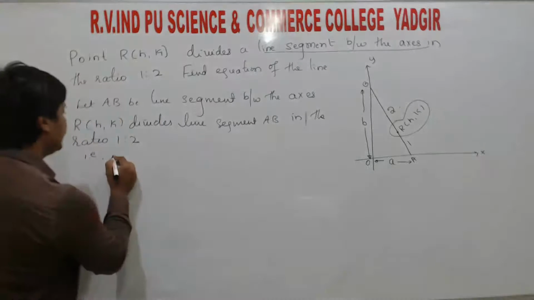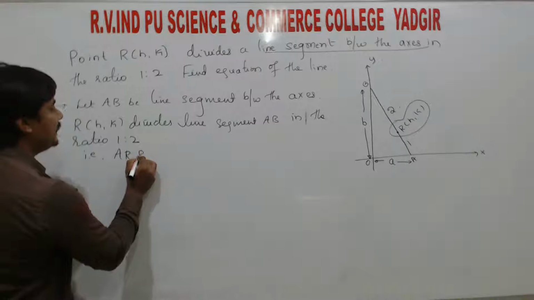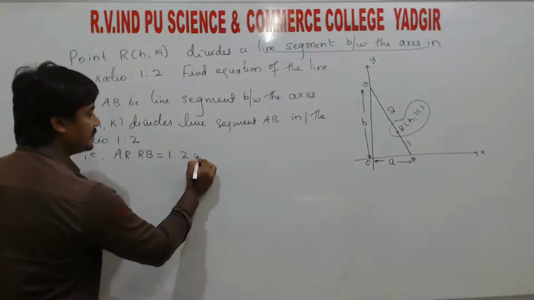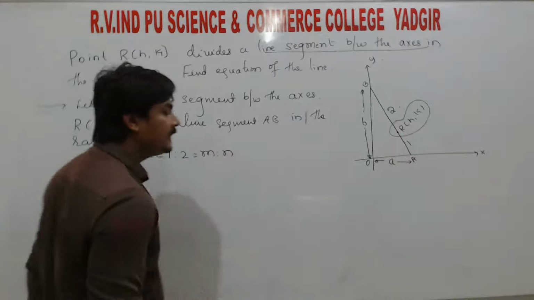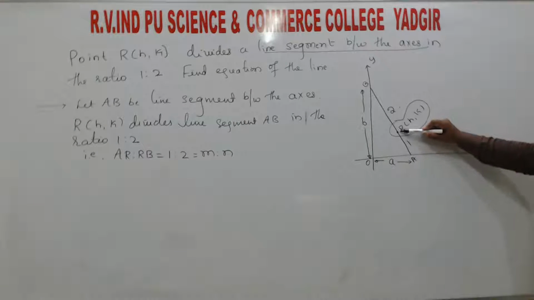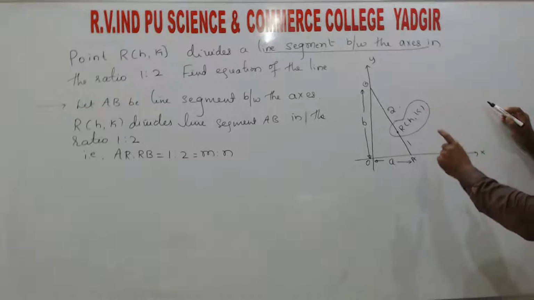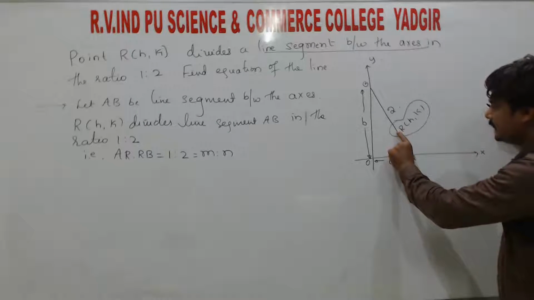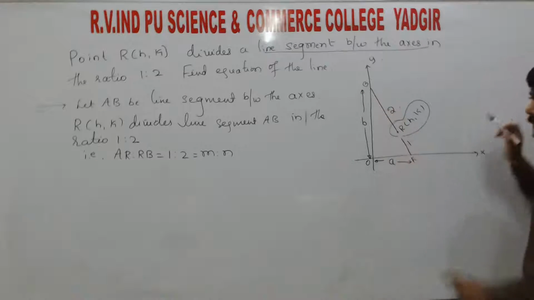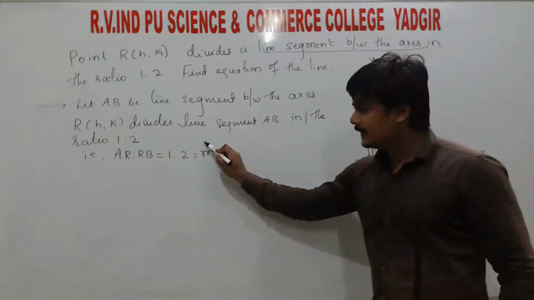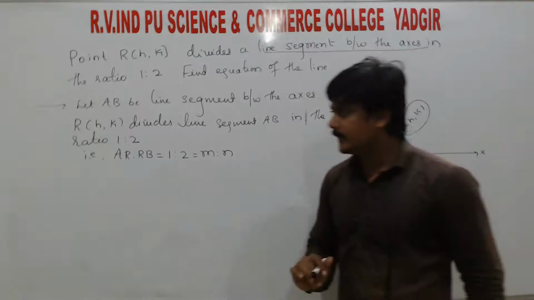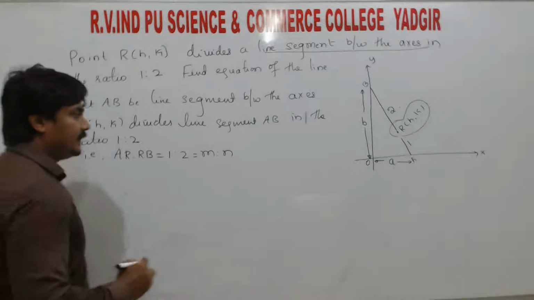So what do you understand? R is dividing line segment AB in the ratio 1:2. It means that AR to RB is equal to 1:2. When we make use of the internal section formula, children, we take it as m:n. Is that not right? This point R is dividing the line segment into two parts such that AR to RB is 1:2. So while using the internal section formula, the ratio is considered as m:n. Now let us make use of the internal section formula.